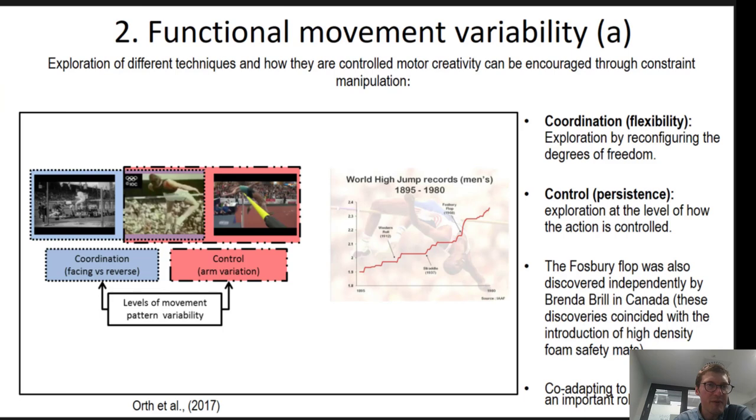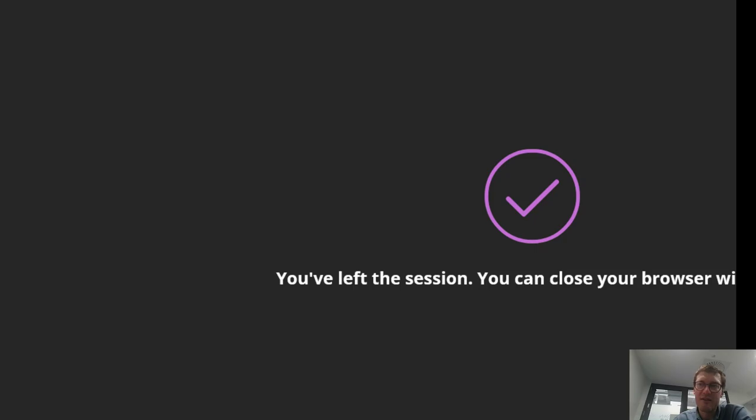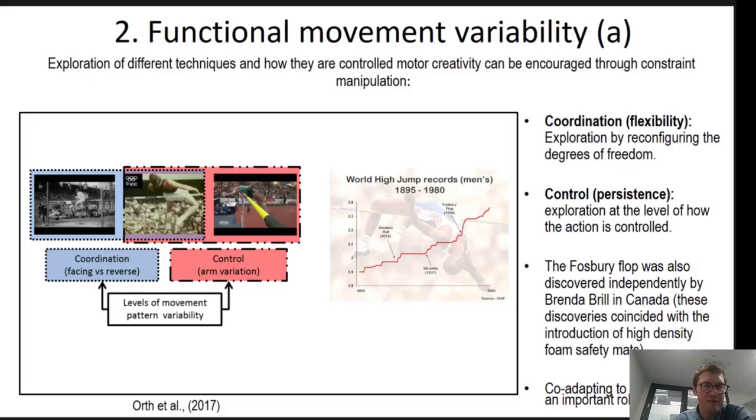If we look at this Fosbury flop, I want you to observe this film and pay particular attention to both of these concepts: the idea of a totally different technique, and the idea that, in order to be successful, we can also vary the technique itself. So we can explore the coordination, or we can explore the control of the action.